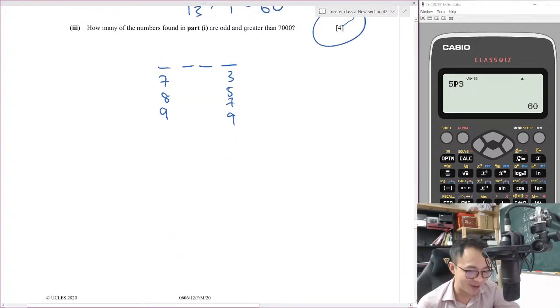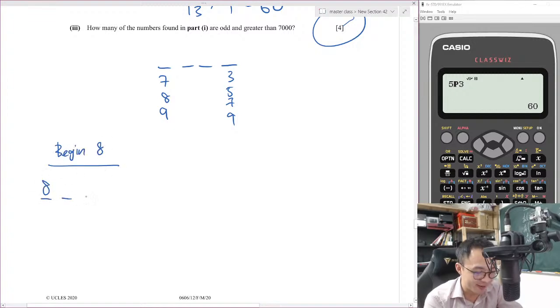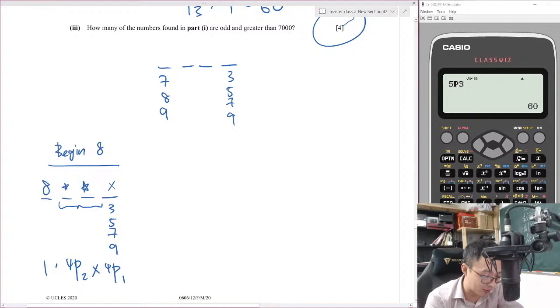Yeah, they kind of want you to do it. Okay, I will begin with 8 first. So the first digit must be 8. Then the last digit can be any of the odd numbers because the numbers don't repeat. So this is 4P1. 8 is just 1. I only have 4 numbers left after using 2. So I choose 2 of these 4 numbers to insert into the middle. So it's 4P2. I multiply.